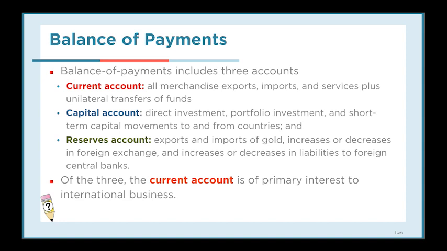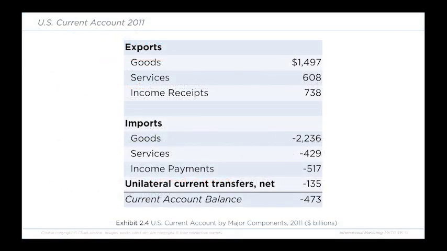And really, the current account is the one that we're most interested in. Here's a look at the U.S. current account as of 2011. Notice that there's a deficit. There at the bottom, we're at negative $473 billion as of 2011.